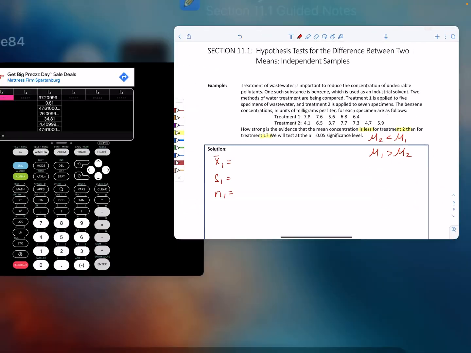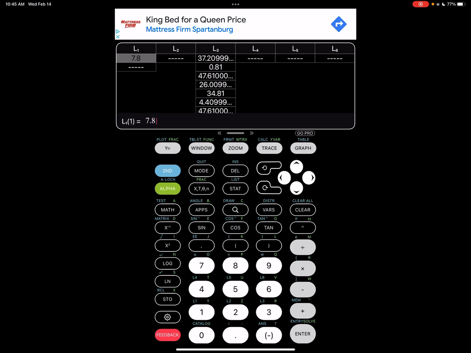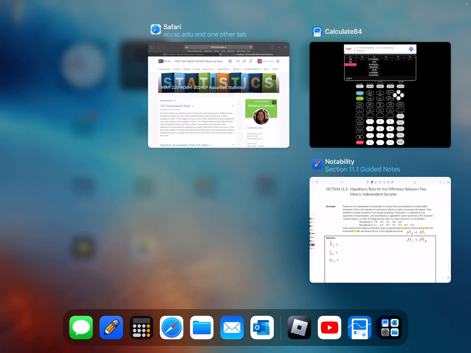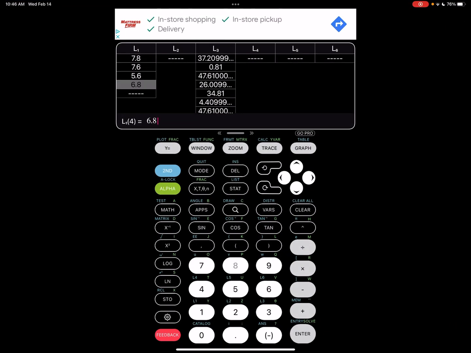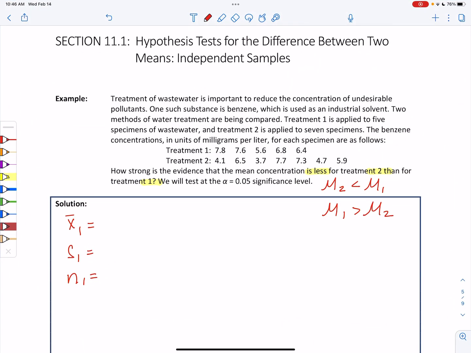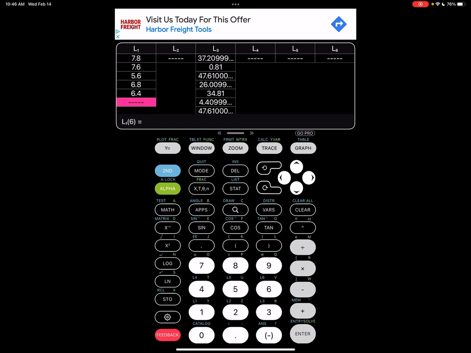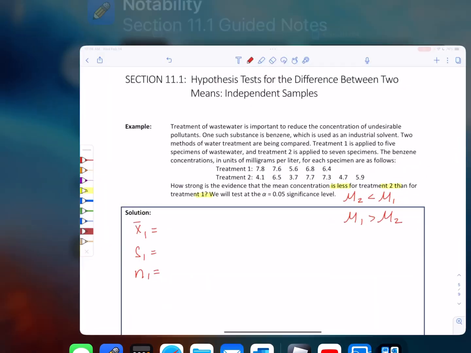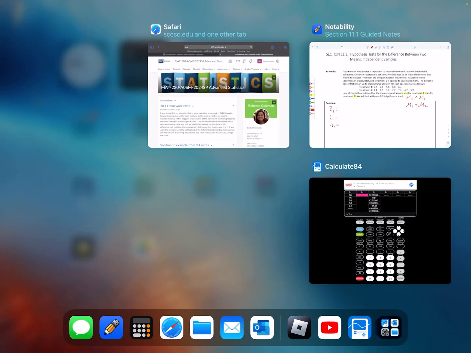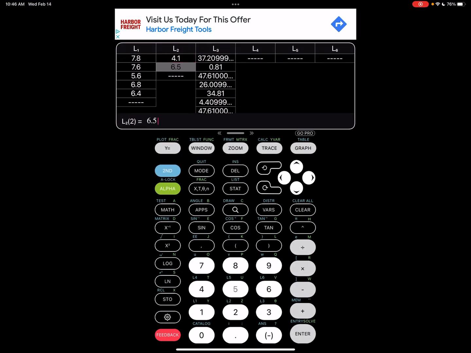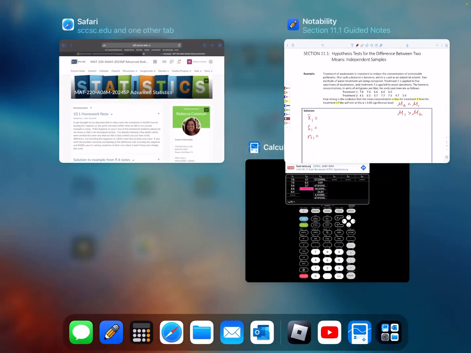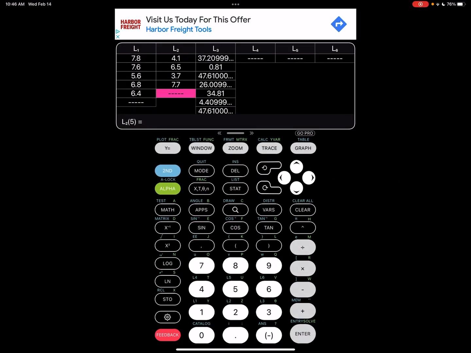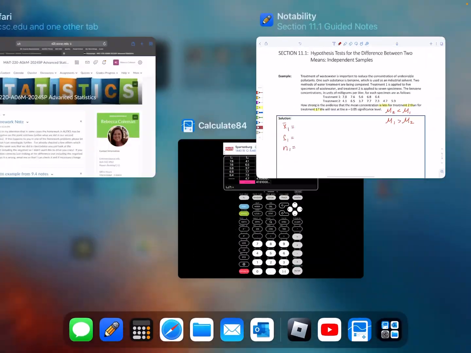So for treatment 1, 7.8, 7.6, 5.6, 6.8, and 6.4. For treatment 2, 4.1, 6.5, 3.7, 7.7, 7.3, 4.7, and that last one is 5.9.